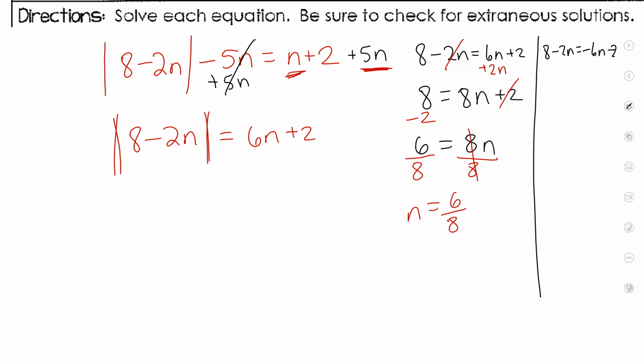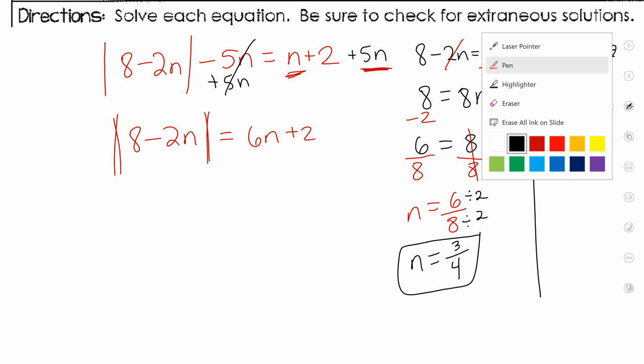But can that be simplified? What are we going to divide numerator and denominator by? 2. So my answer simplified is 6 divided by 2 is 3, 8 divided by 2 is 4. Always simplify your fractions. That's my first answer. Let's do the next one.